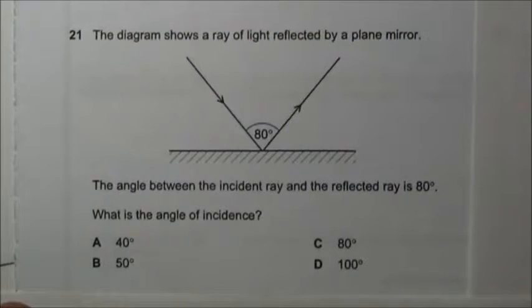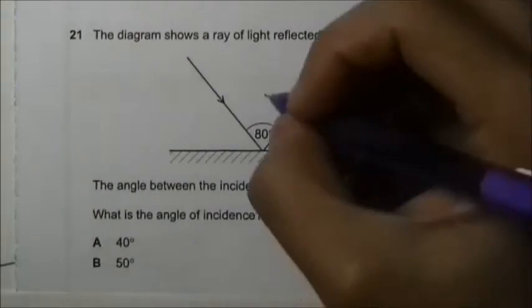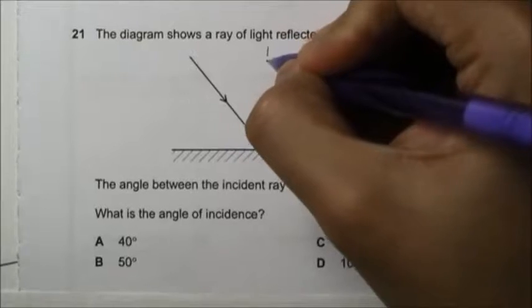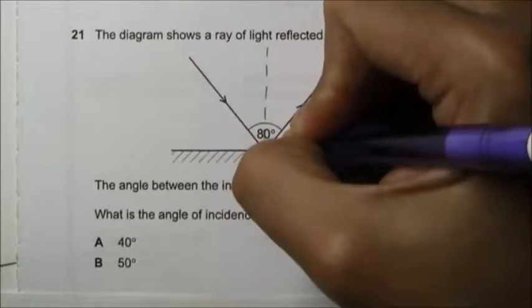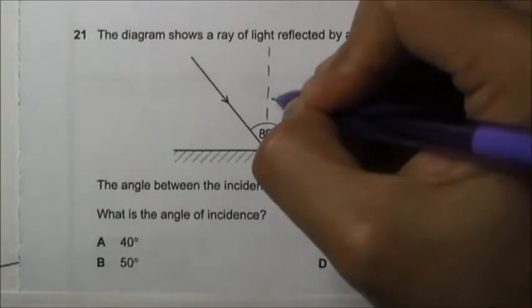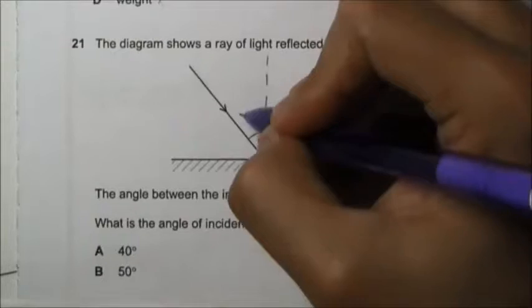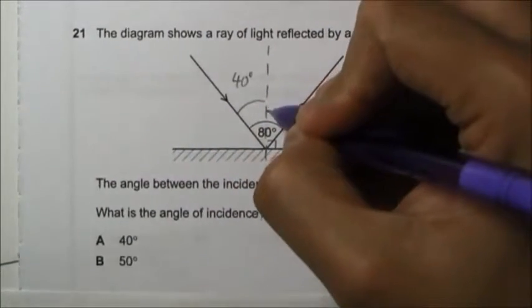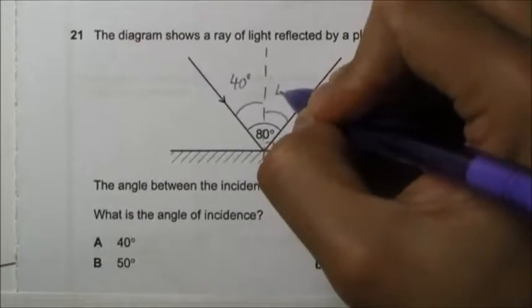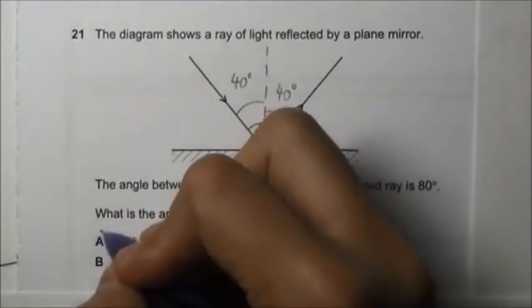Okay, to find the angle of incidence for this situation, we need to draw in the normal, which is at right angle to the mirror. So the normal will split up this angle of 80 degrees into two equal parts. So the angle of incidence will be 40 degrees and the angle of reflection will also be 40 degrees. So the answer should be A.